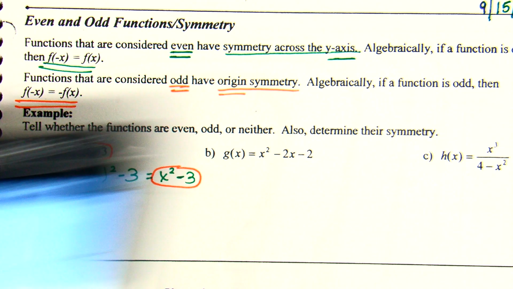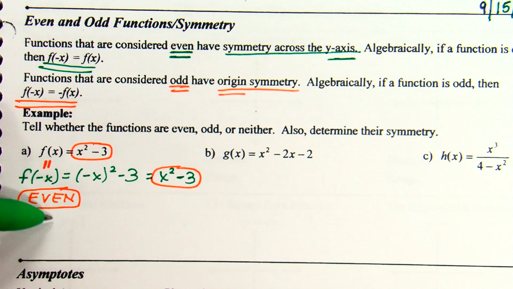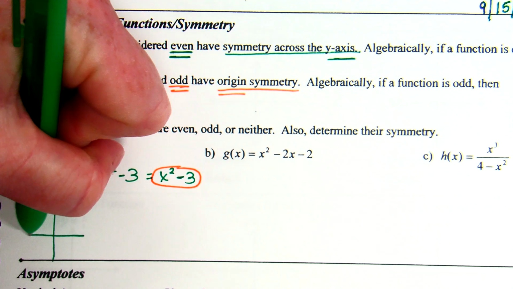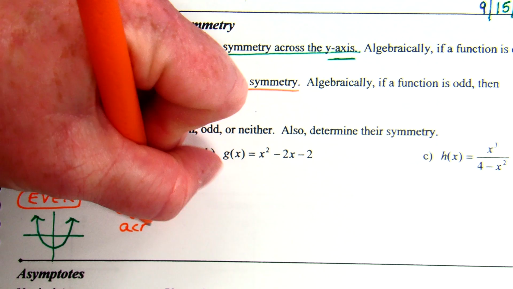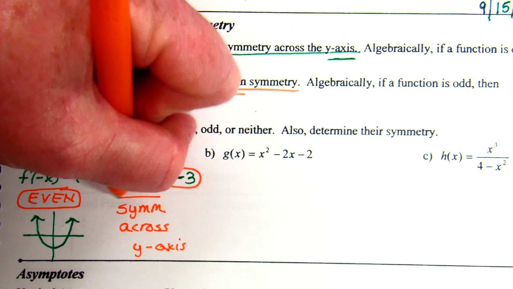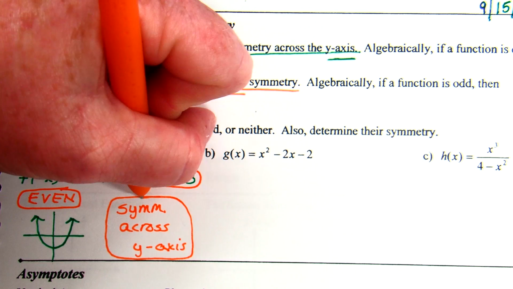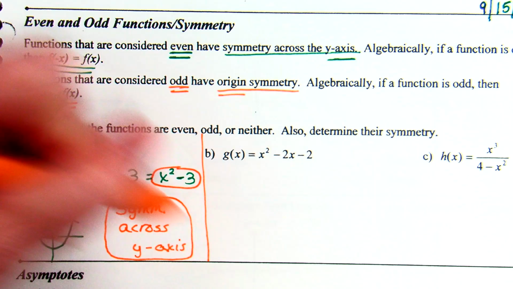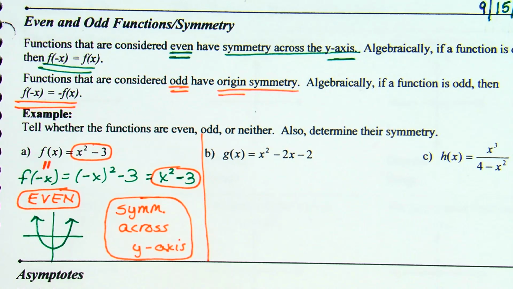Okay, so I'm going to put a little sketch here. Nothing fancy, just showing that this is a parabola. And so to answer the other question, it says determine the symmetry. So I'm going to say symmetric across the y-axis. So I just showed you two reasons that it's even. F of x equals f of negative x, and symmetric across the y-axis.